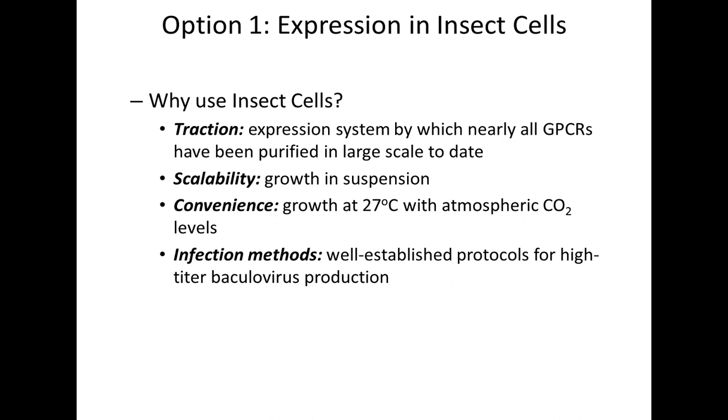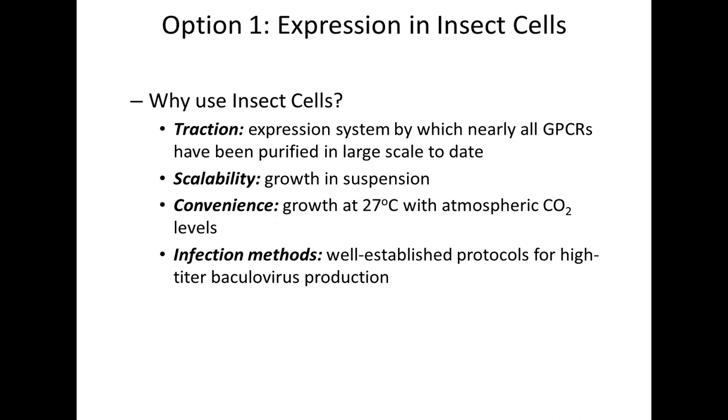So how do people typically express GPCRs? Well, traditionally people have used insect cells, called SF9 cells. There's a variety of different reasons why you want to use them. This is the system that nearly all GPCRs have been expressed in to date, at least those used for large-scale structural and biophysical work.